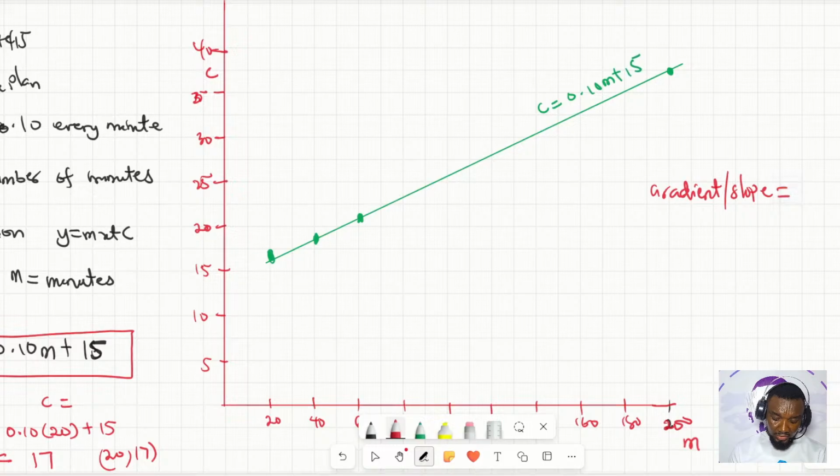What's the value of the gradient or the slope of the line? So what's the value of the gradient or slope of the line? I'm waiting for an answer.